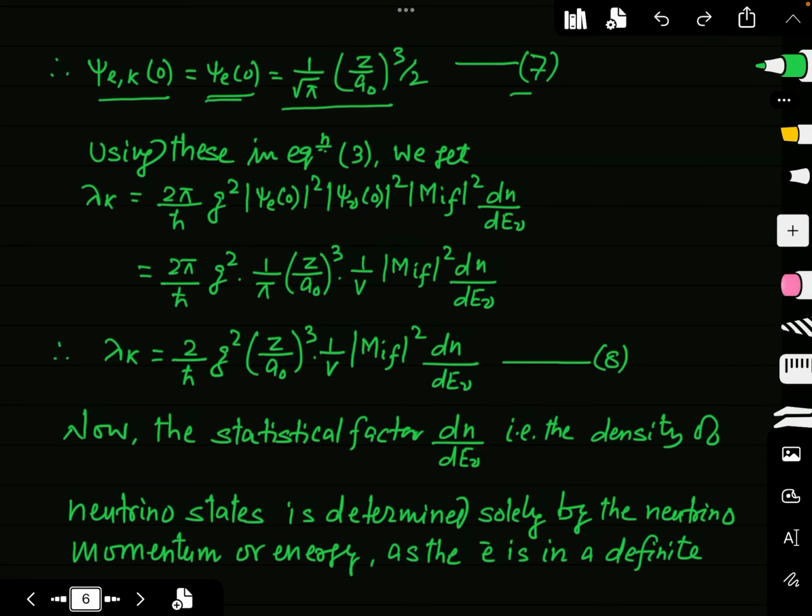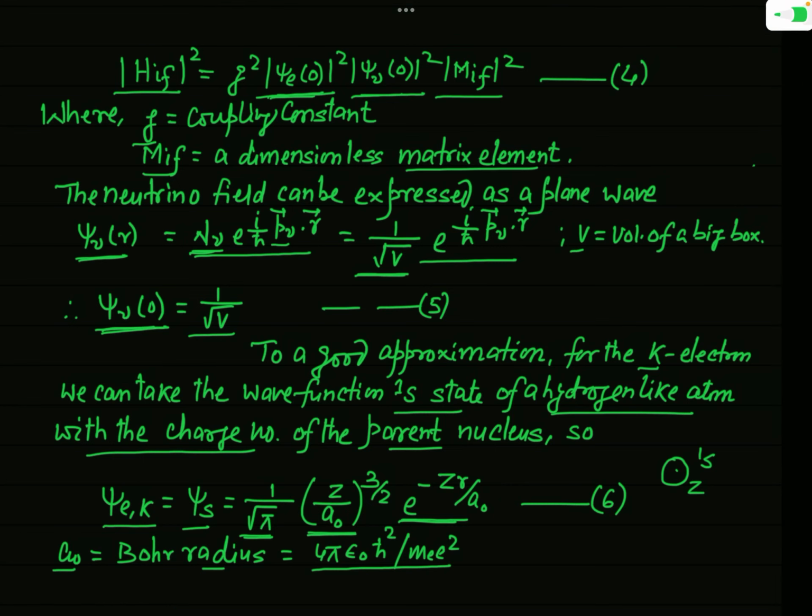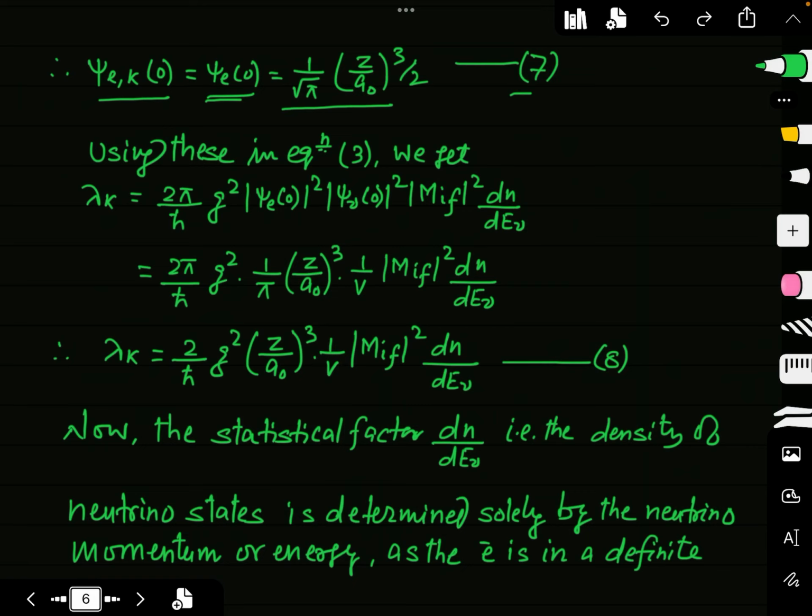the difference: this is not a plane wave, but just a hydrogen-like atom's wave function. And you have obtained the value of psi nu of 0 in this equation, so now we will substitute the value of psi nu of 0 from equation 5 and psi e of 0, which you have just obtained, in equation number 4, and then we will get the value of the transition matrix elements modulus square, and what will be that value you can see.